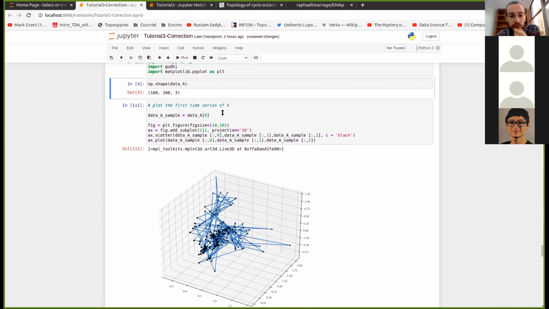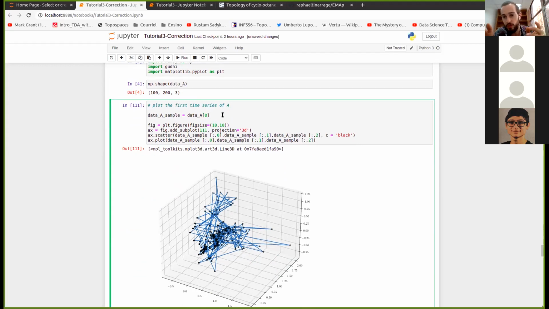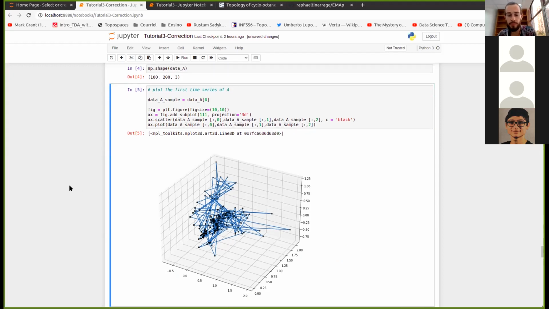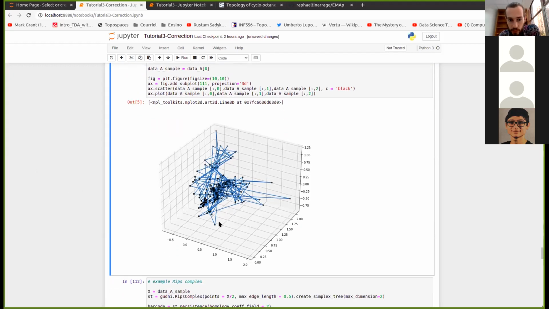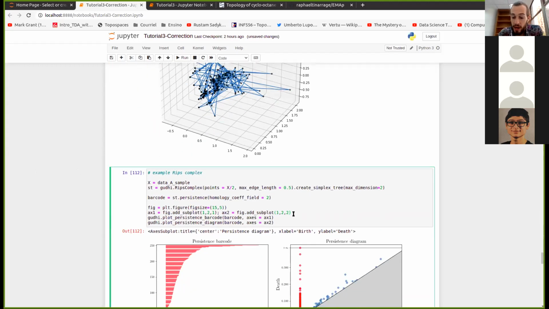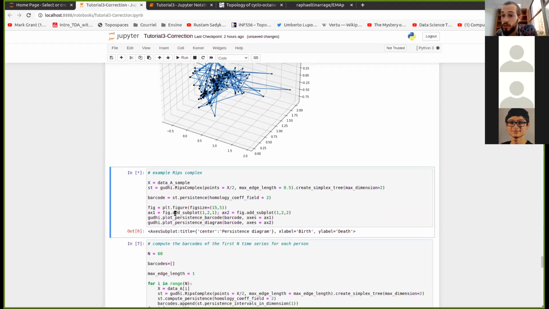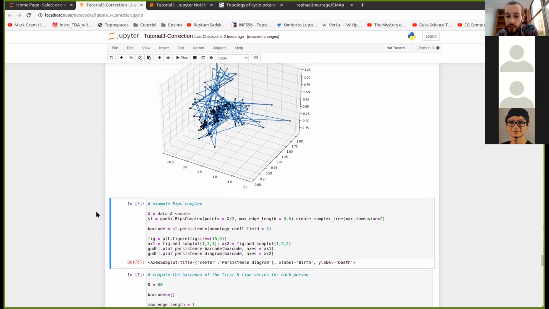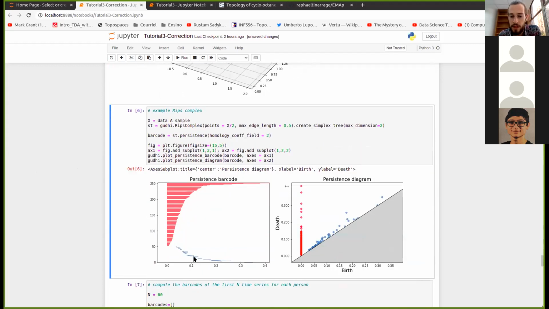And here I consider the first sample of the time series corresponding to the first person. This is a point cloud. You can see the time series as a point cloud in R3. And this is what I plot here, the edges representing the movement, the consecutive points. And let's consider the Rips complex of this point cloud. I compute its persistence diagram here.